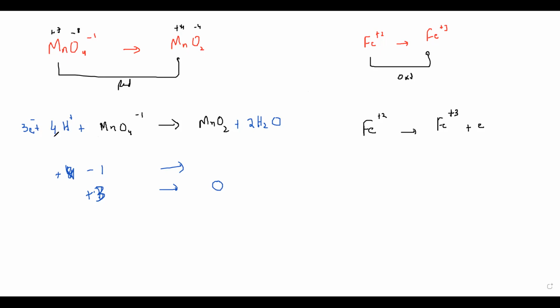Now, as you can see, one of the equations has 3 electrons, the other equation only 1 electron. So you multiply by 3. So this will be 3, 3, and 3. And then we write a balance equation, combine the two. So when we write a balance equation for this, it is 3 electrons, 4 protons, MnO4 with a charge -1 changes into MnO2 plus 2H2O.